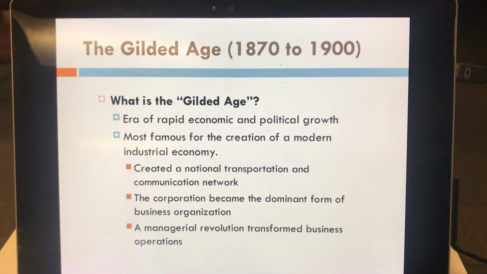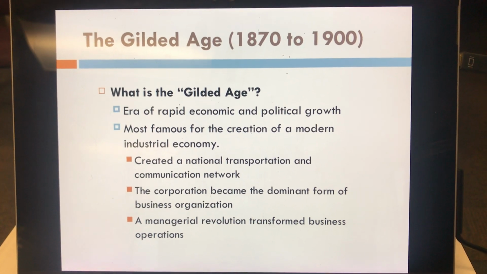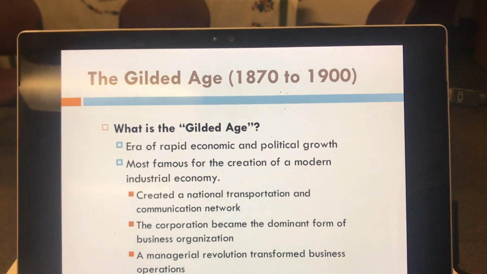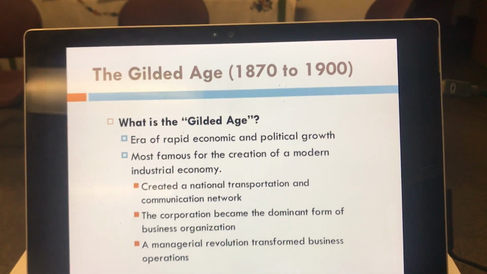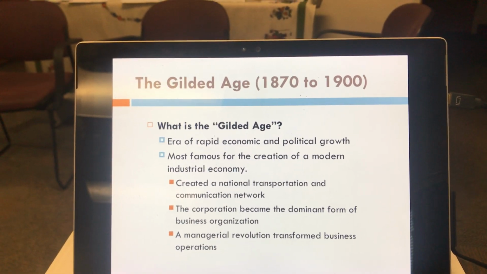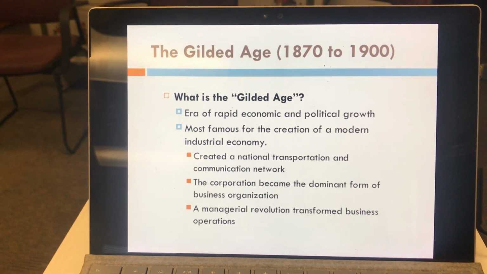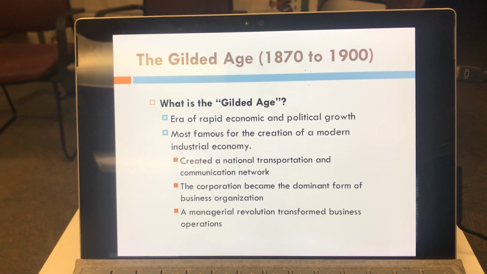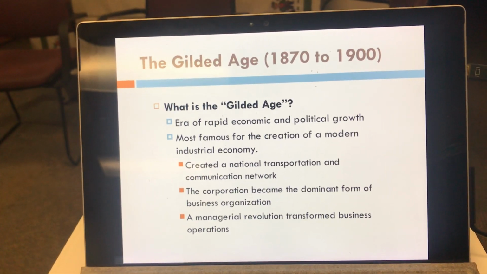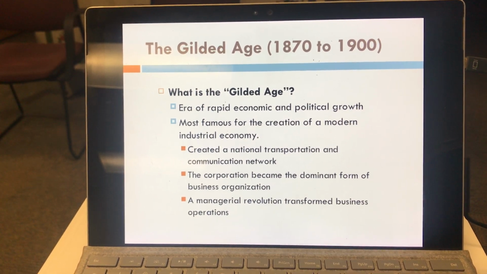So the Gilded Age, as I said, is from 1870 to 1900. So what is the Gilded Age? It is an era of rapid economic and political growth. Well, that is a nice little concise statement, but what it means is that the economy changes drastically and the political culture of the country changes drastically during this age. The economy grows in exponential ways. Political growth, more people become politically involved. There is a lot of growth in both of these areas.